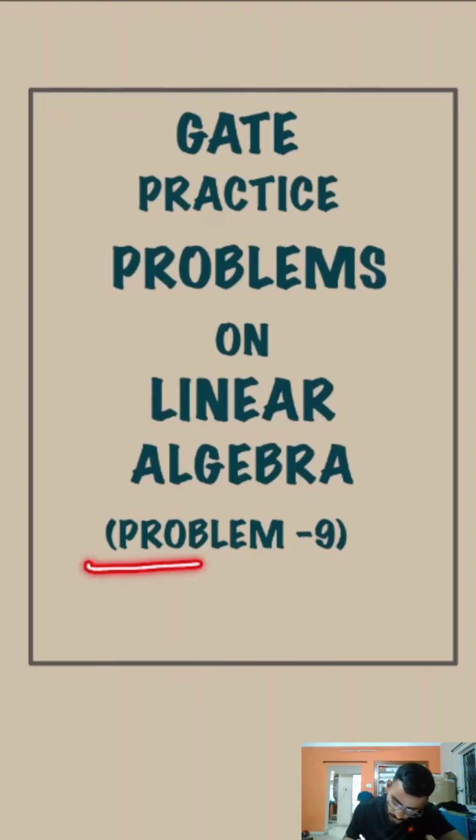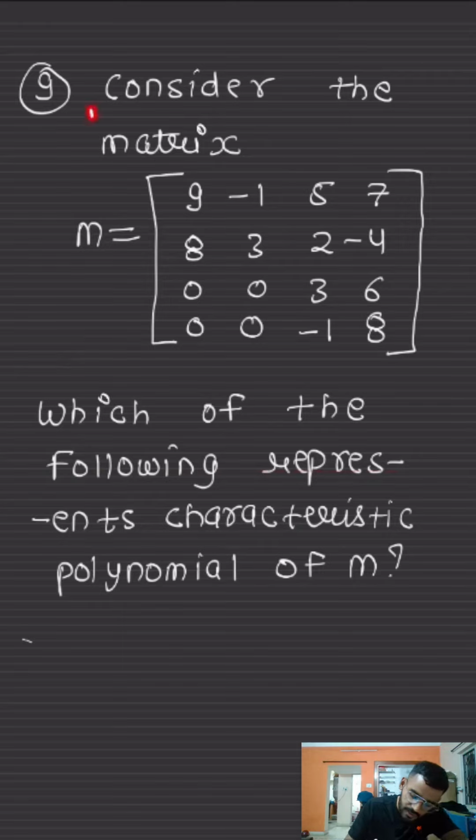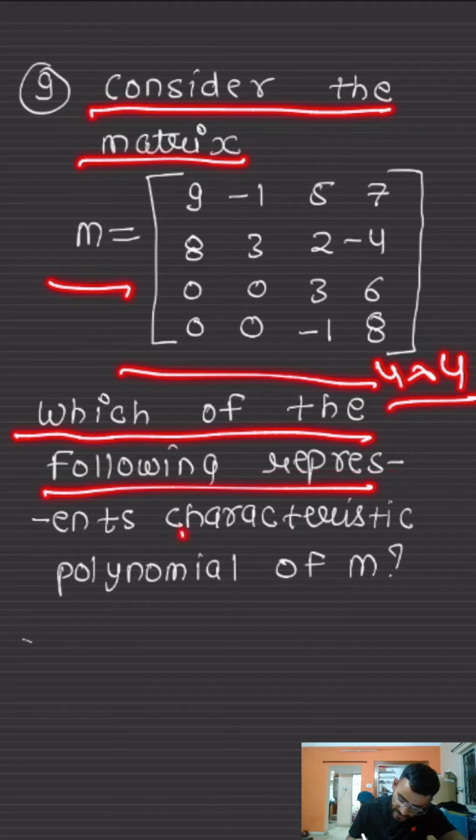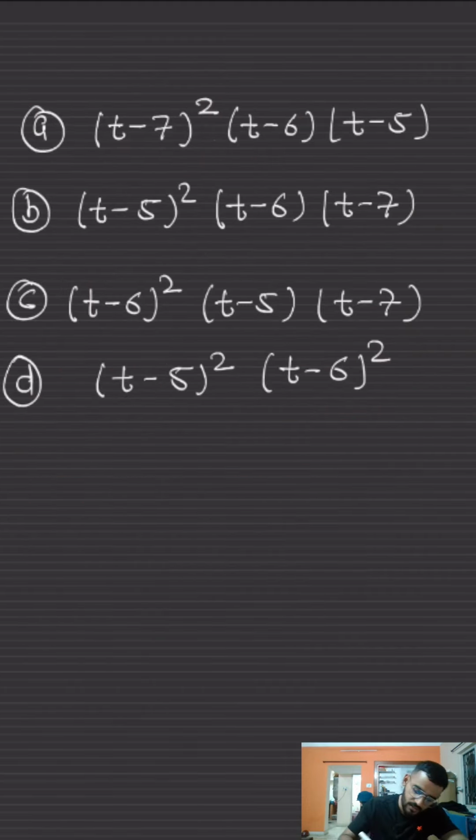This is problem number 9, which is: consider the matrix M, which is a 4 cross 4 matrix. We need to find which of the following represents the characteristic polynomial of M, which is either A, B, C or D. You can pause the video for some time and try to solve the question.